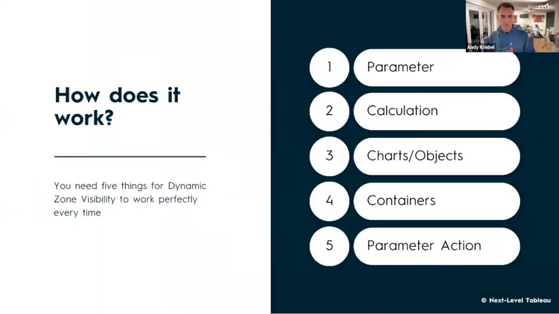And so how does it work? We need 5 things for dynamic zone visibility to work perfectly every single time. The first thing is a parameter. That's what dynamic zone visibility interacts with. A calculation that works with that parameter. You need charts or objects in your dashboard that you're going to show or hide. Those are the things you're going to apply the dynamic zone visibility to. You typically will have containers. You don't have to have containers, but typically you have containers. And then you need a parameter action to tell Tableau, when you click on this thing, update this parameter, and then show or hide this particular sheet.